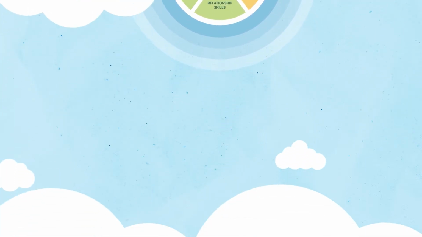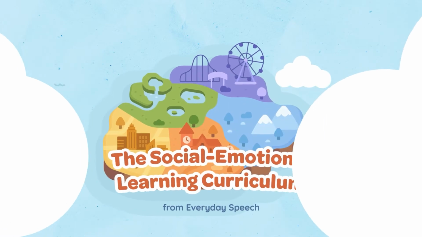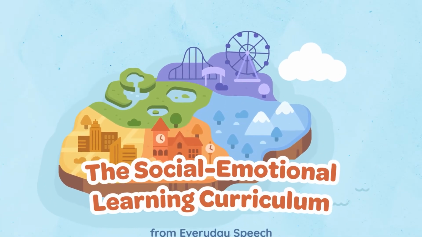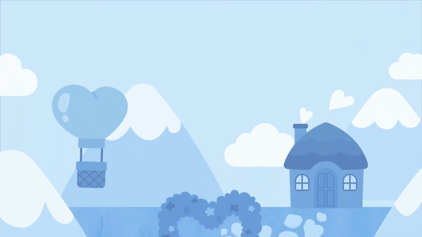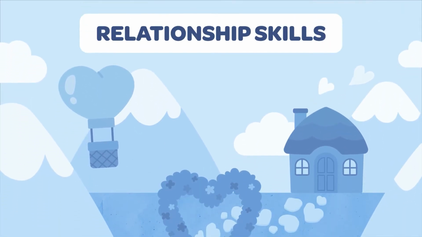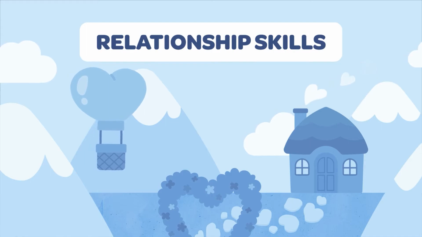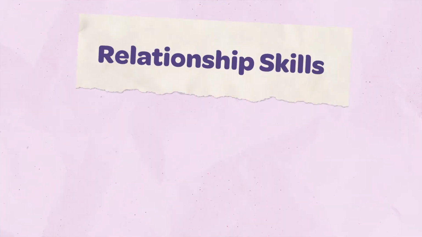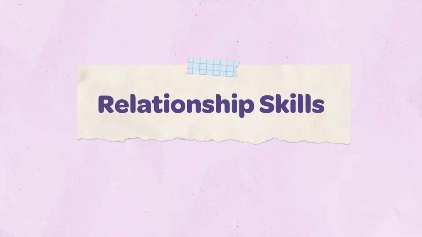The Collaborative for Academic and Social and Emotional Learning, or CASEL, provides a framework of the crucial skills to teach social emotional learning and development. We've built our curriculum on these 5 competencies, and relationship skills is our Unit 4. Positive relationship skills help establish and maintain healthy relationships later in life.